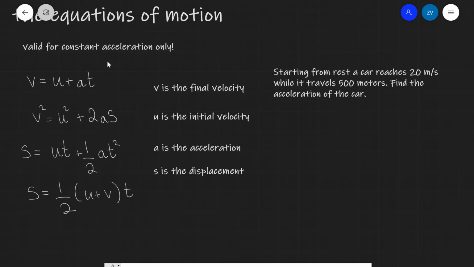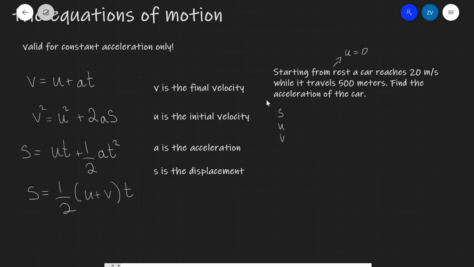Okay, let's have a go at a different example. Starting from rest, a car reaches 20 meters per second while it travels 500 meters. Find the acceleration of the car. Once again, from rest simply means that the initial speed is equal to 0. So I'm going to follow the same method.